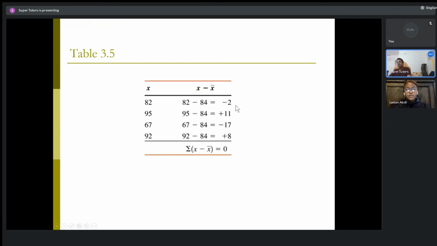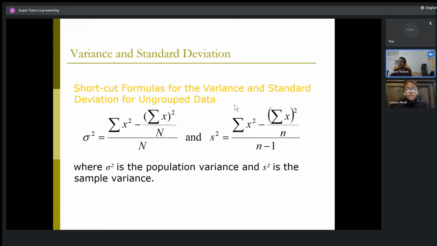Now, how do I calculate the variance and standard deviation for ungrouped data? So we have certain horrible looking formulas that you see on my slide, which unfortunately we'll have to use in our exam if you have ungrouped data. But the good news is that these formulas will be a part of your cheat sheet. So you need not worry about anything.